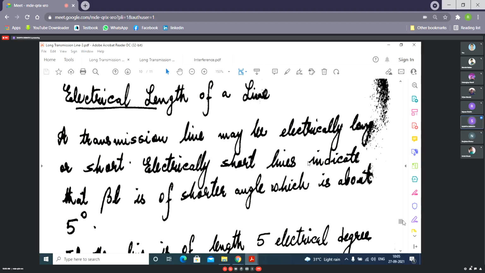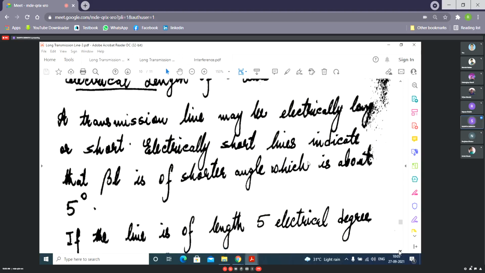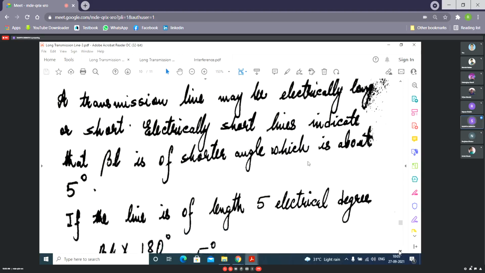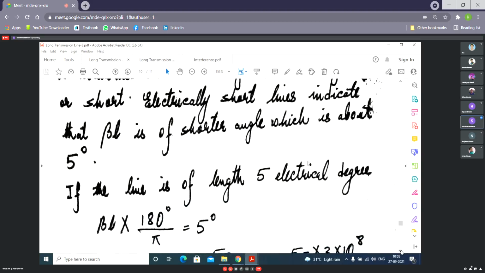Okay, of the phase shift of the voltage and the current waves. In short transmission lines, we consider the phase shift to be 5 degrees. So if the phase shift is 5 electrical degrees, from here let us find out the length of the line. So beta L is the phase shift, because for unit distance the phase shift is beta. For length L of the line, the phase shift will be beta L. This is in radians, converted into degrees. So we get 5 degrees.